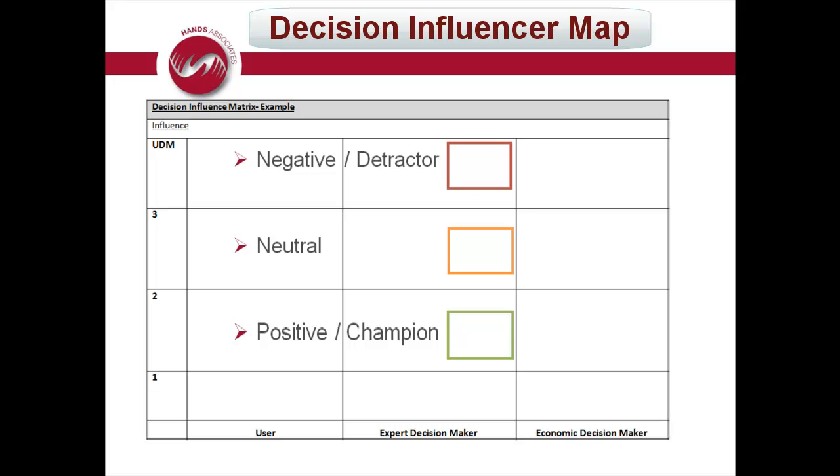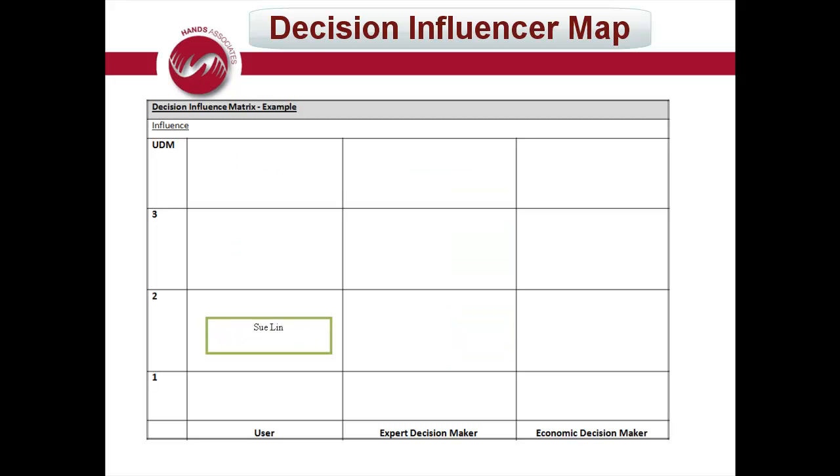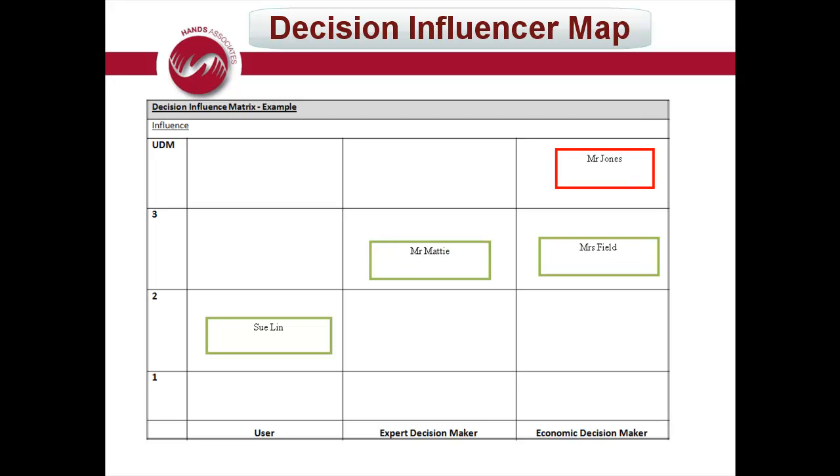Okay, so let's add a customer onto the grid. So from this one box, what do we know about Sue Lynn? We know that she's positive or a champion and that she's a user with medium influence. Then what you do, quite simply, is exactly the same with other people in the decision-making unit until you have built up a full picture of that decision-making unit. Once you've applied all the influences, just take some time, stand back from it and have a look and check your assumptions. Have you got everyone in the right place?